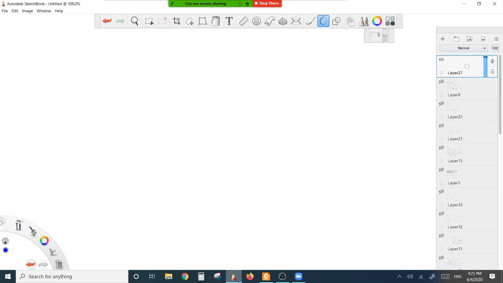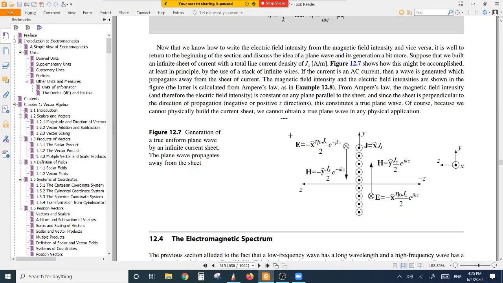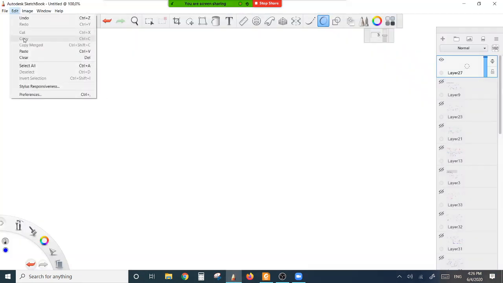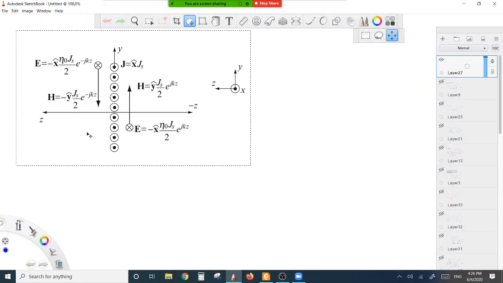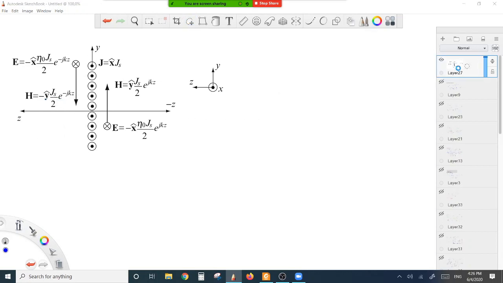Okay. Now we have a bit of theory about how we can generate the plane waves, and also a bit of theory about electromagnetic spectrum.